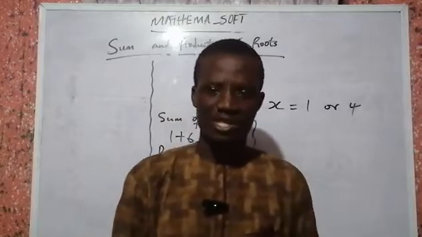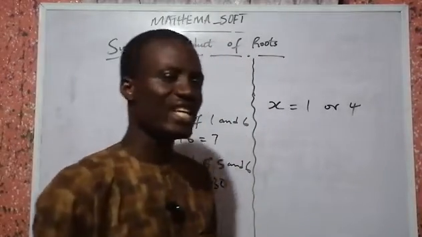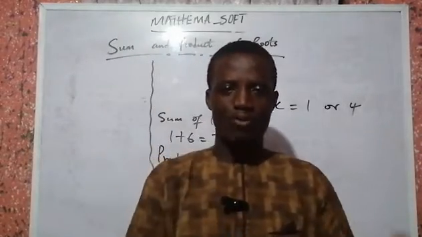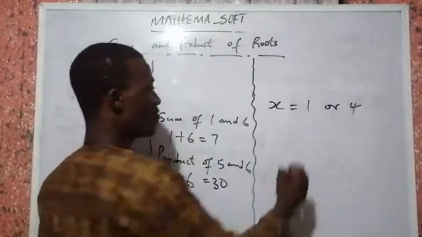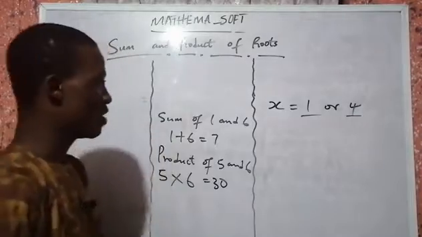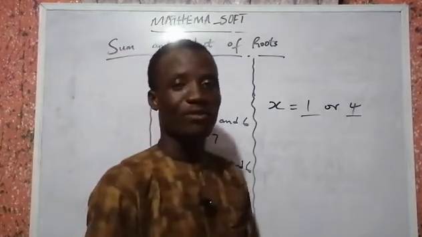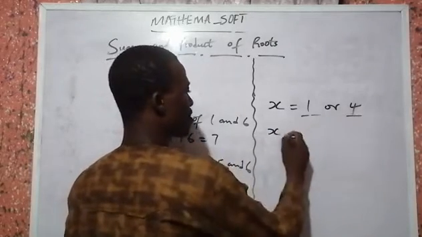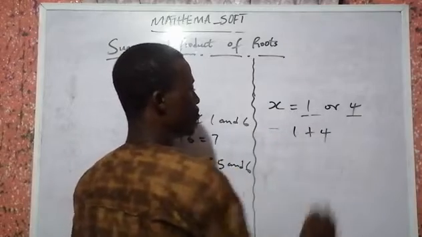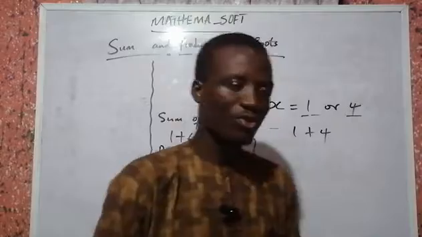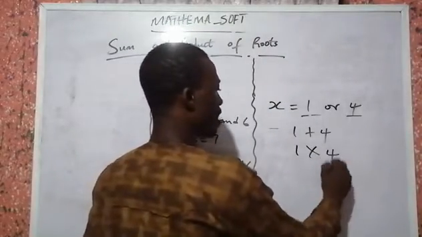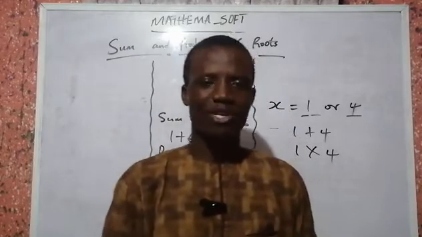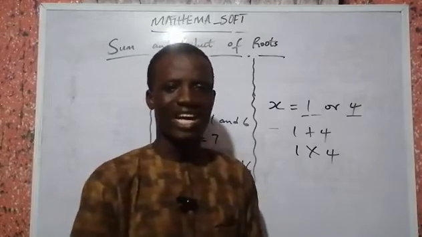There are usually questions in this area in which we may not need to solve the quadratic equation before we can get the sum of the roots and the product of the roots. What we are saying is that if these are the roots of a quadratic equation, x equals 1 or 4, and they ask us the sum of the roots, they are simply asking us to add the roots together. And if they're asking us the product of the roots, we should multiply them and write the answer.